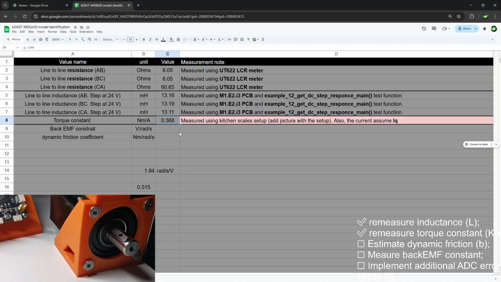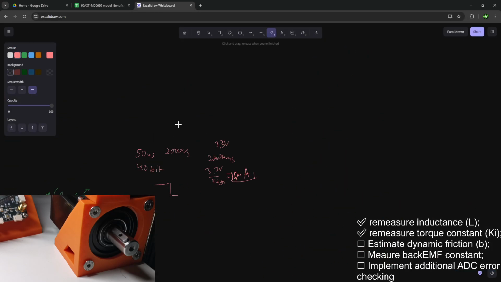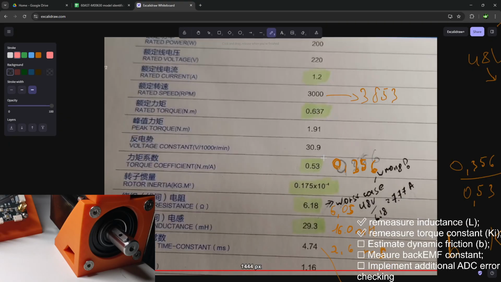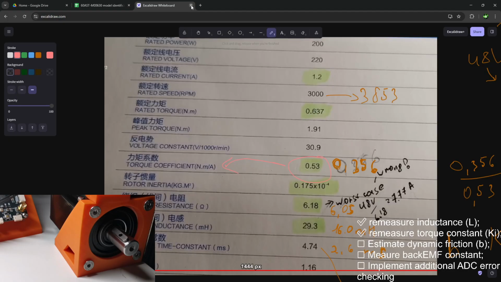What the fuck? They should be the same. But actually, now that I remember, here we were comparing what we were measuring. Where the hell am I? And here, this document says 0.53 Newton per amp as a current constant. And we measured almost close to this number as a back EMF constant, and the back EMF constant should be equal to this constant in the SI system.